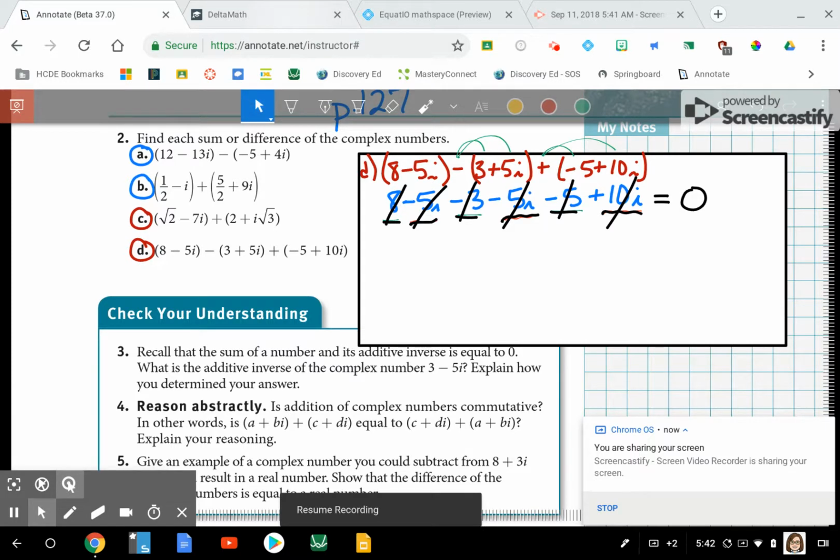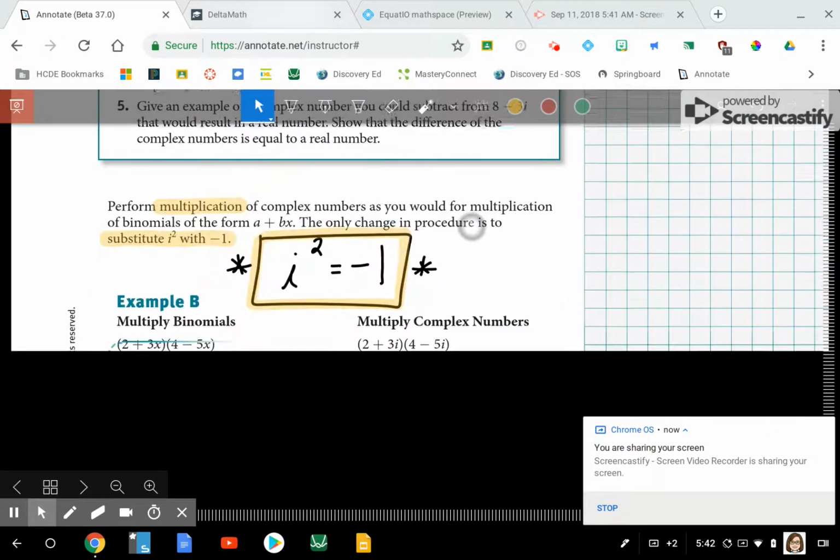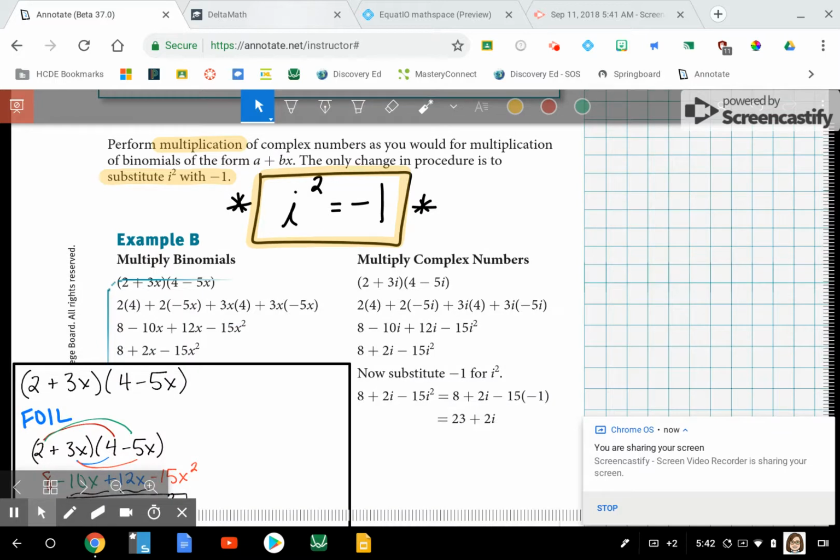So now let's move on from addition and subtraction and go on to multiplication. When you're performing multiplication for complex numbers, you want to make sure that whenever you see an i squared, that really represents -1. And you perform multiplication just like if you had an x. Again, we treat i just like we would treat any other variable like x.